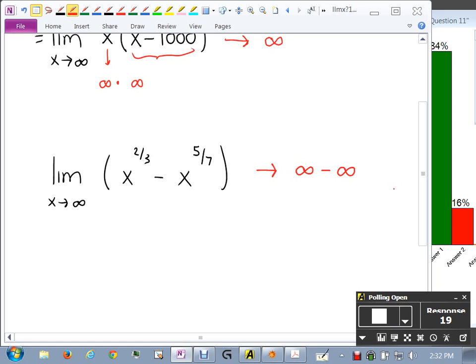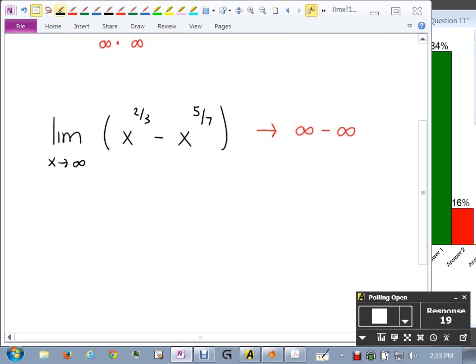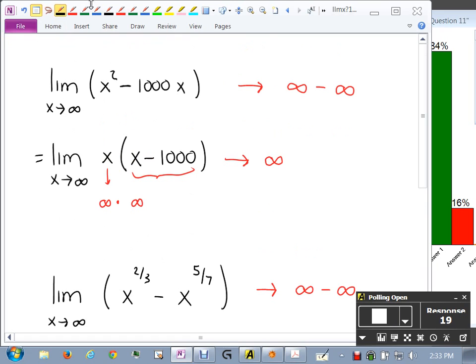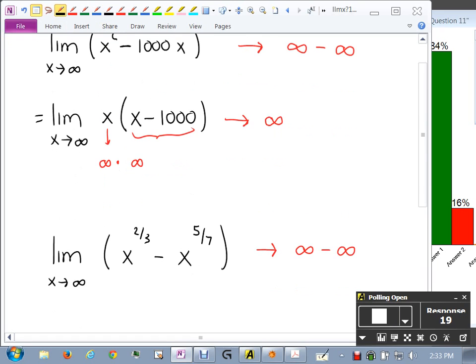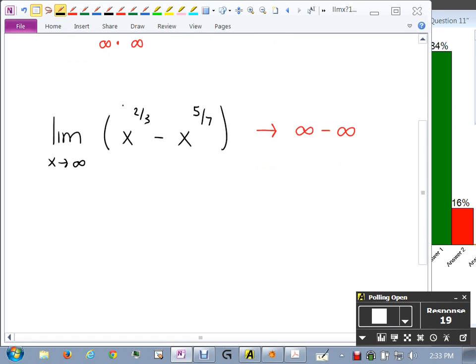All right, so when we see infinity minus infinity, we're thinking factoring possibly. How can you factor that? Wait a minute, it's not as easy as this one, right? But can you factor it? Well, maybe with a nudge, if I nudge you in the right direction.